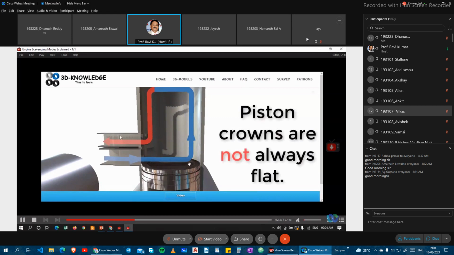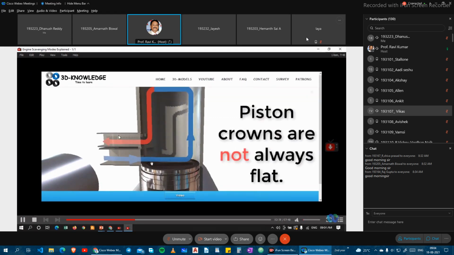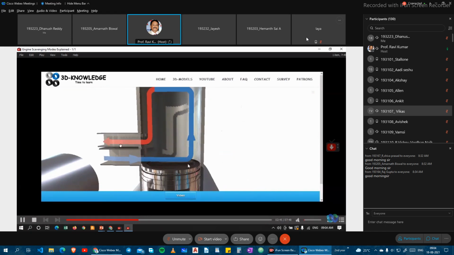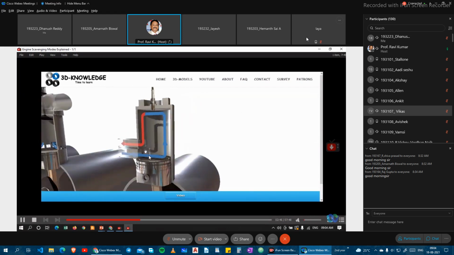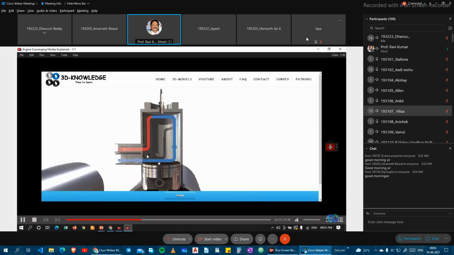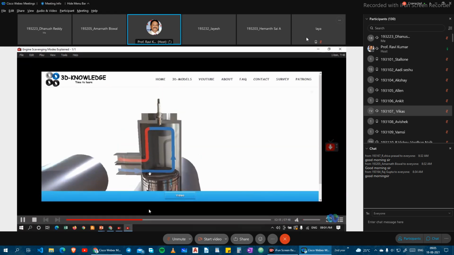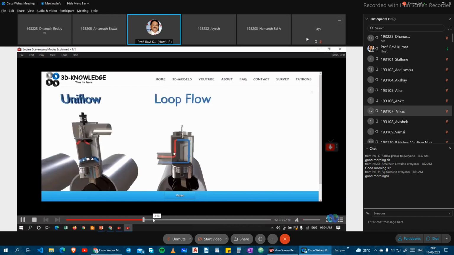Piston crowns are not always flat. The piston crown design also will have a small modification. One side will be a little high with a small cam shape. That crown will help you to have the easy flow inside. This is about the loop flow. Then you can see this.